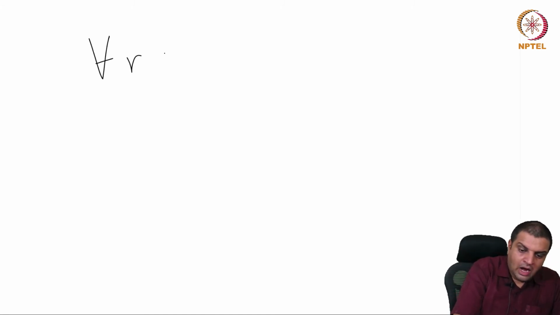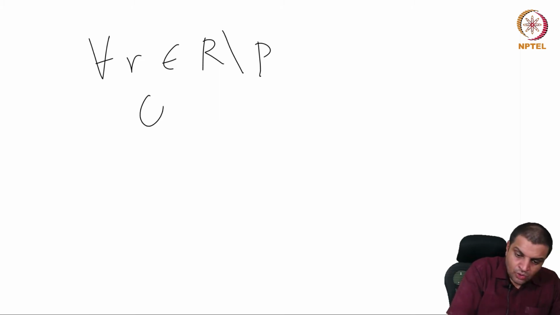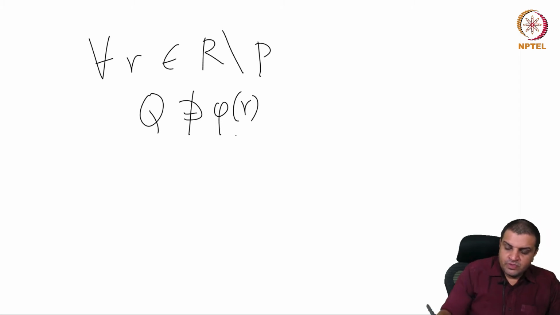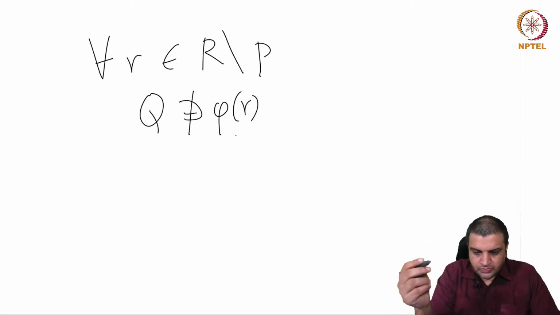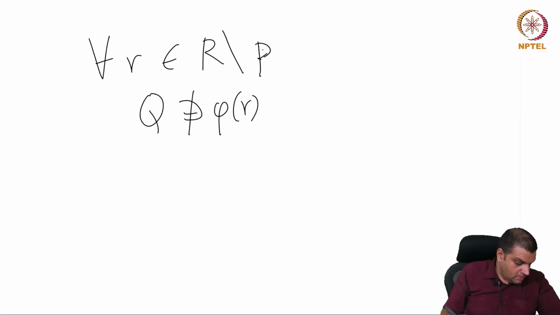Another observation is that for all r in R that are not in P, Q cannot contain phi of r. Phi is a map from R to S. Because if Q contains phi of r, then Q intersect R will contain this little r, but that's not inside P. So Q cannot contain this. This is true for all r.